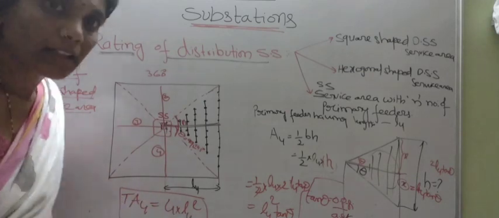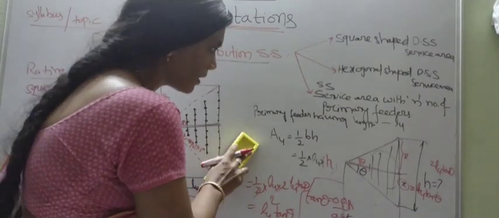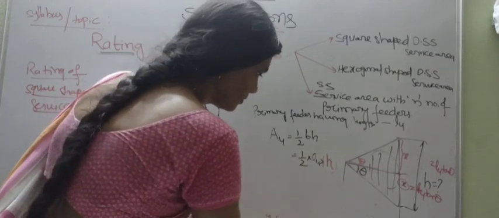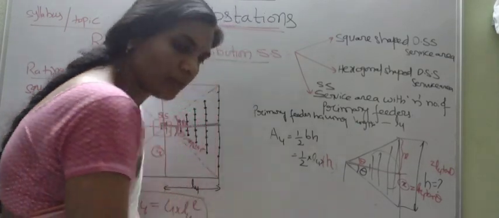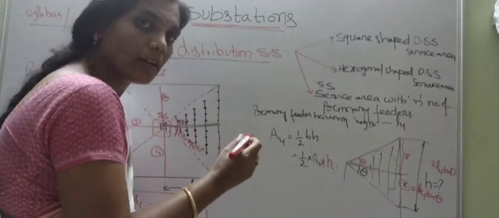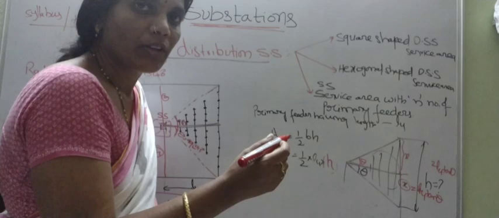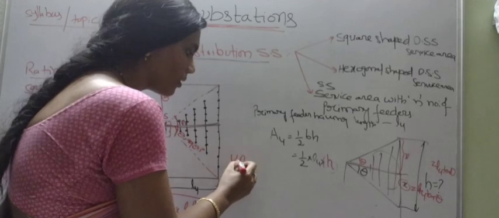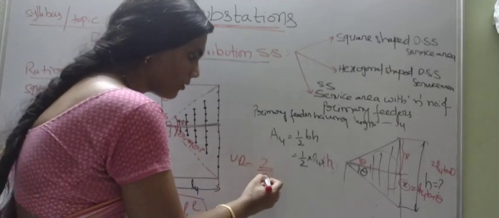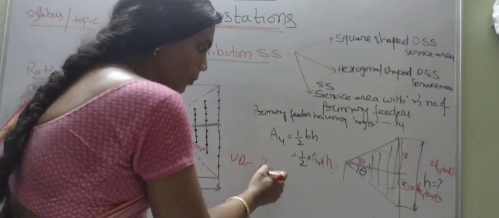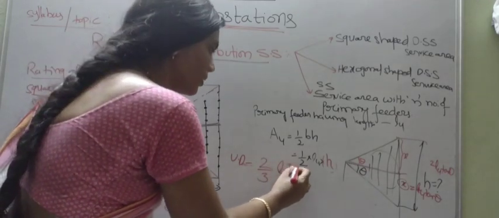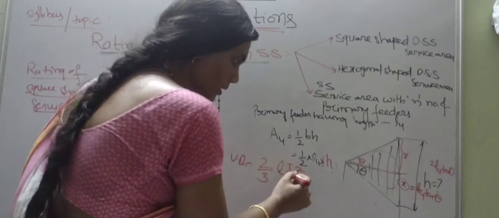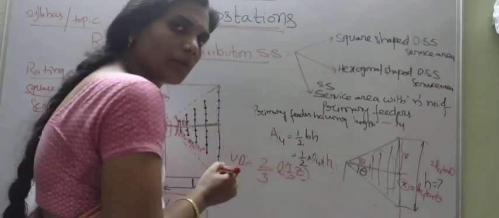Now we have to do the voltage drop calculation. We know the voltage drop for a non-uniformly distributed load. The equation for voltage drop of non-uniform load is 2 by 3 L into I into Z. So the voltage drop, in terms of current into impedance.